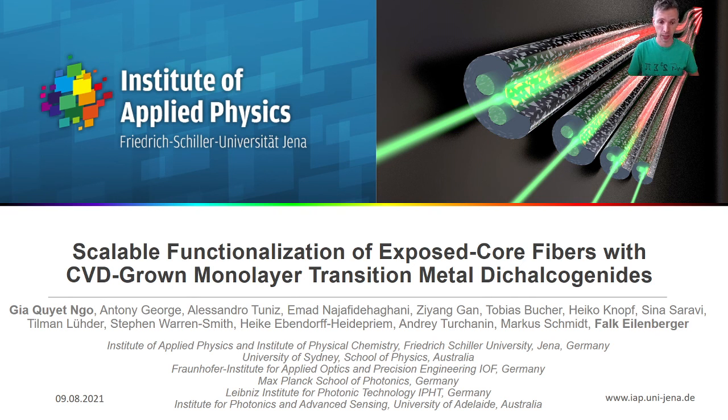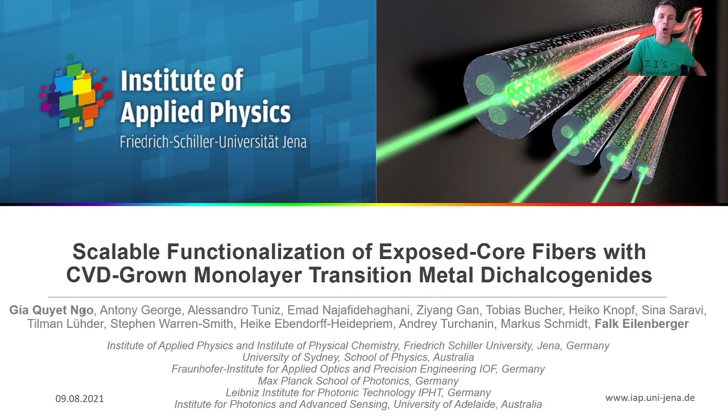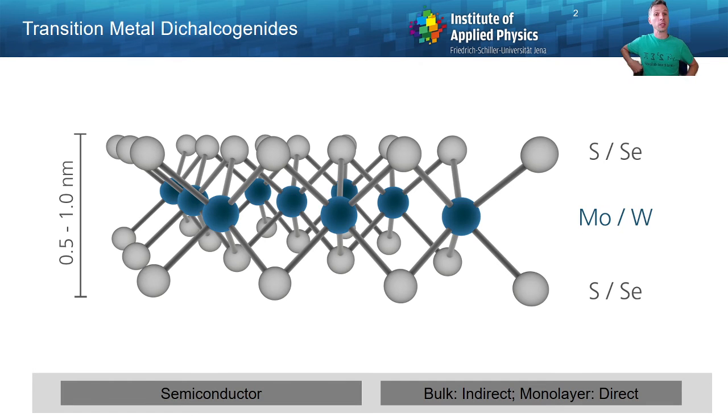I'm from the University of Jena, but most of the work has been done by my colleague, who is the first author of this talk. So transition metal dichalcogenides, or specifically monolayer transition metal dichalcogenides, are monomolecular two-dimensional crystals where you have one sulfur or selenium atom at the top layer, another at the bottom layer, and then a middle layer where there's a molybdenum or tungsten semi-metal.